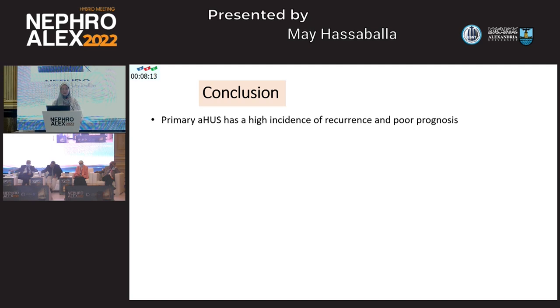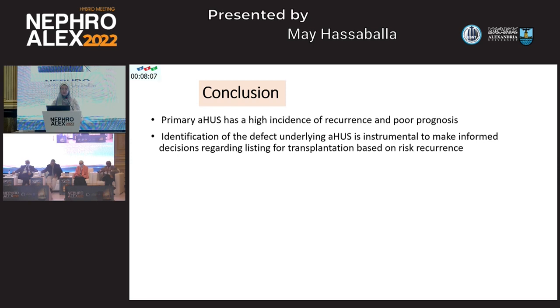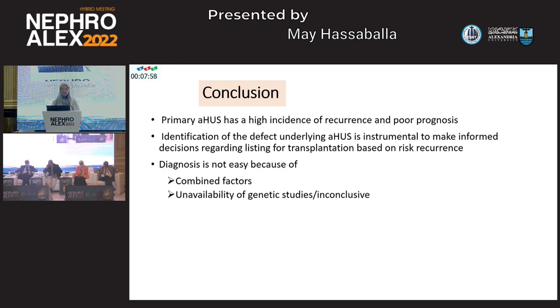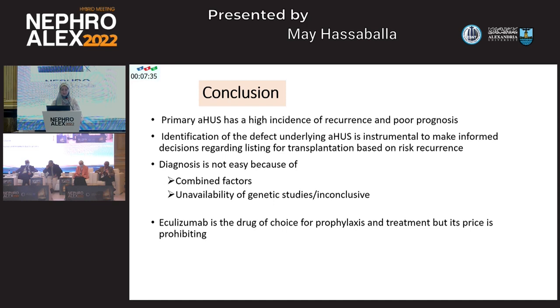So in conclusion, Mr. Chairman, primary atypical HUS has a high incidence of recurrence and poor prognosis. Identification of the defect underlying atypical HUS is instrumental to make informed decisions regarding listing for transplantation based on the risk of recurrence. Diagnosis is not easy because there are comorbid factors, and we can have more than one factor together, and because of the unavailability of genetic studies, hopefully to be available in the future. And even the genetic studies sometimes are not conclusive, and we still have a group of patients in whom we cannot identify any mutant forms. Eculizumab is the drug of choice for prophylaxis and treatment, but its price is prohibitive.